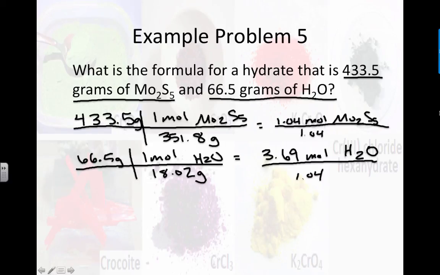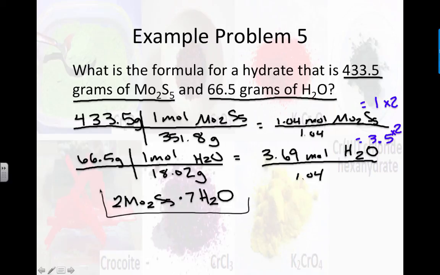And that gives me one of the molybdenum sulfides and 3.5 waters. All right, we're going to have to multiply because we can't keep the 1/2 around. We can't have a 0.5. If you get 0.5, then we're going to multiply both things by 2 to get rid of the half. So it's 2 MO2 S5s for every 7 waters. That's our simplest whole number ratio.